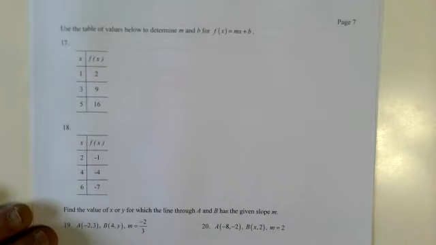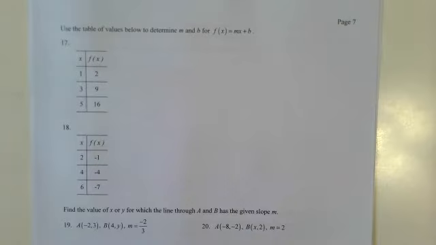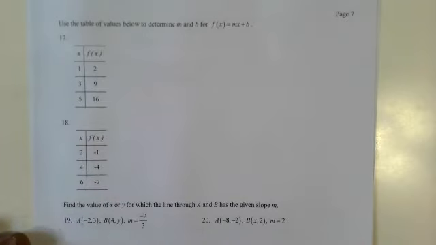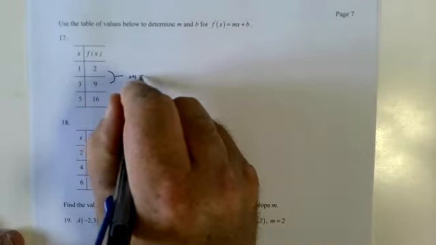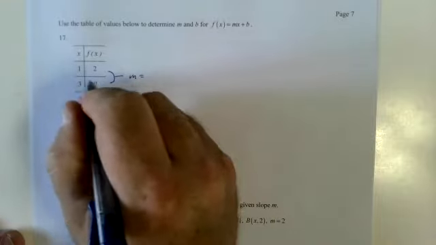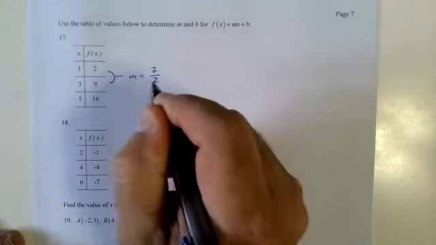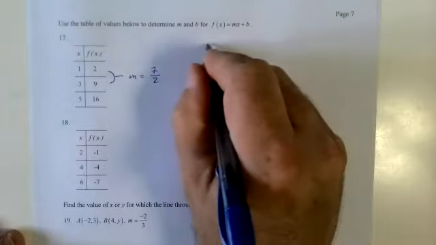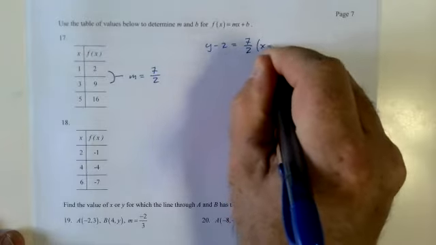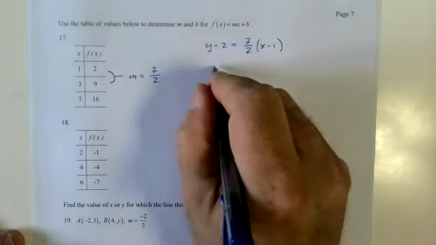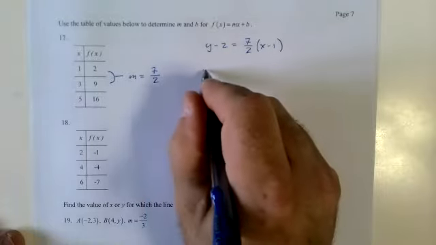All right, use the table of values below to determine m and b for f(x). So a lot of work to do here. I'm going to do the delta f(x) and the delta x, so I'm going to use these two, and I'm shortcutting the process. m equals +7 over +2. I'm going to throw the first one into point-slope, then I'll just solve it because they want m and b. Otherwise, I wouldn't bother.